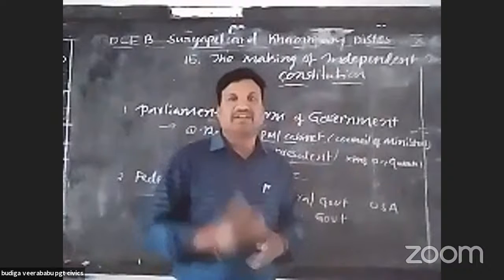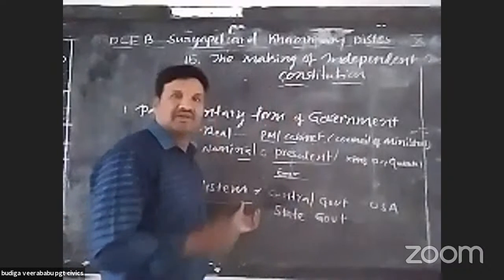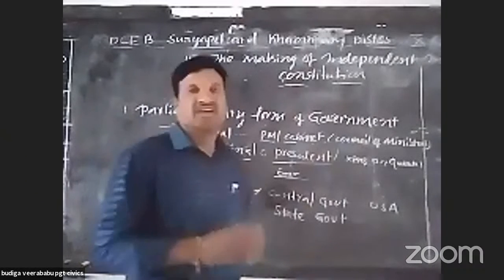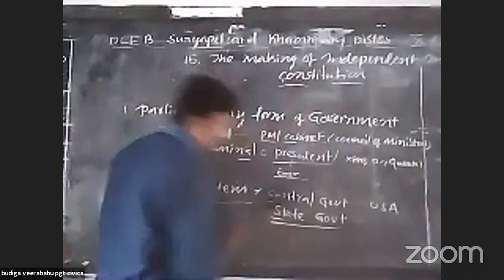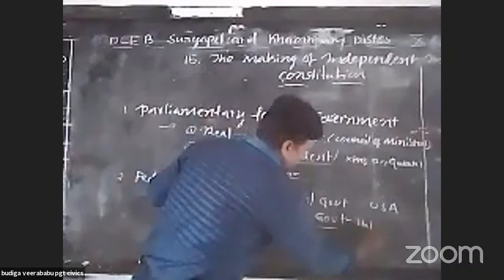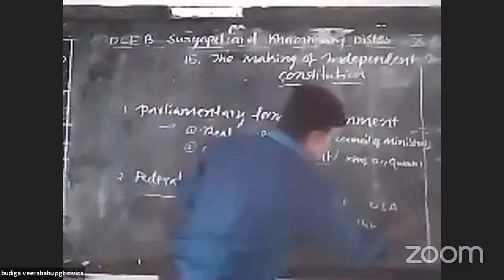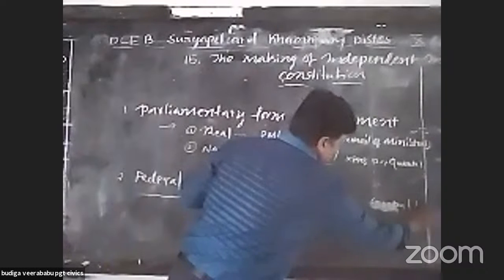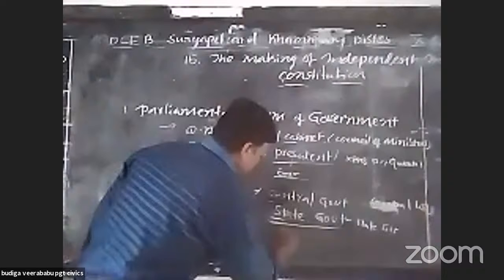Now come to the Indian government. India followed the federal system, but the states have few powers. How is it? State government, state list; central government, central list. And one more list also, that is the concurrent list.